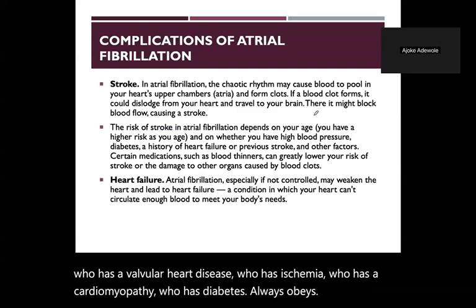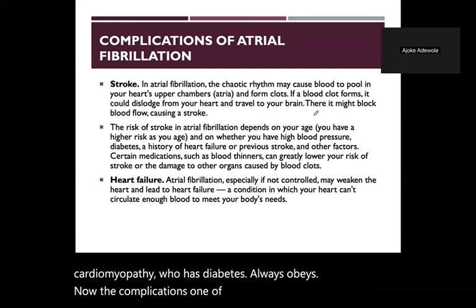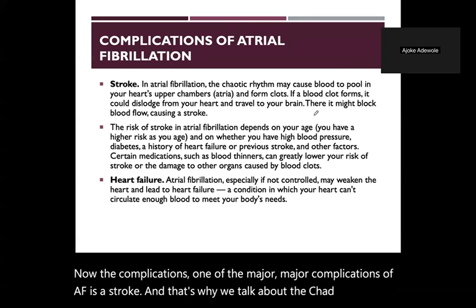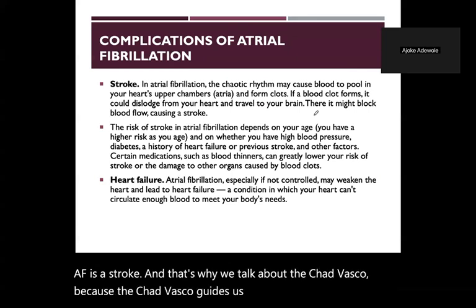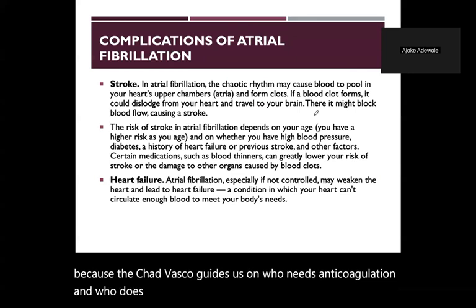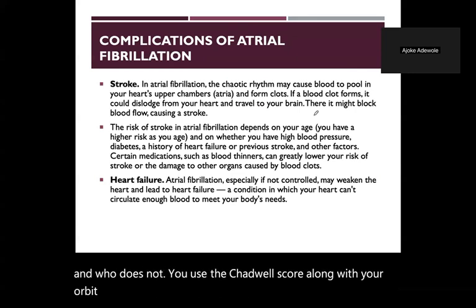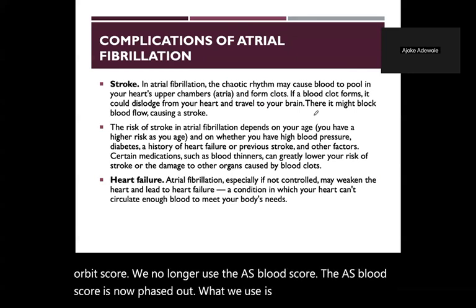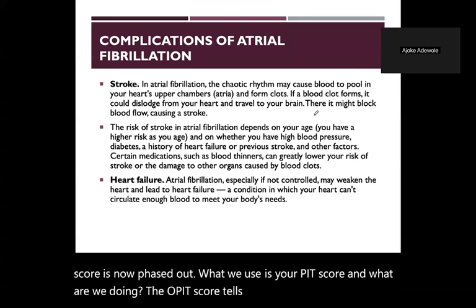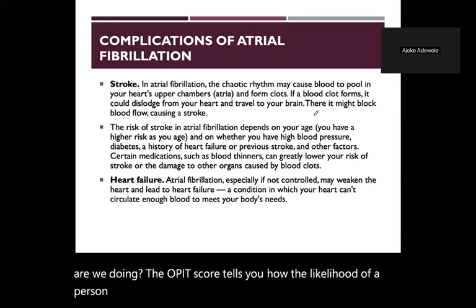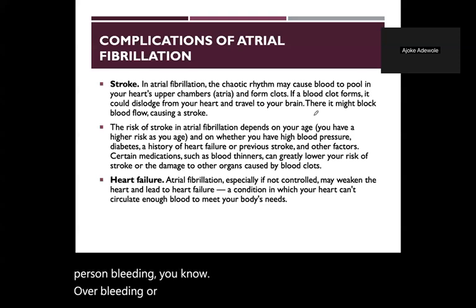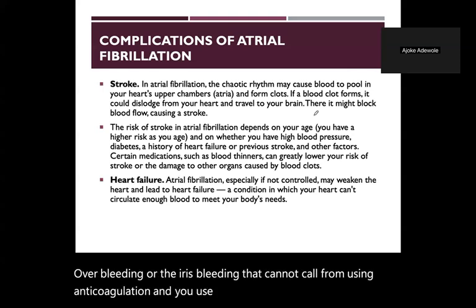Now, the complications. One of the major complications of AF is a stroke, and that's why we talk about the CHADSVASc score, because it guides us on who needs anticoagulation and who does not. You use the CHADSVASc score along with your ORBIT score. We no longer use the HAS-BLED score; it is now phased out. What we use is the ORBIT score. The ORBIT score tells you the likelihood of bleeding, the high risk of bleeding that can occur from using anticoagulation, and you use it to gauge the risk against the CHADSVASc score.